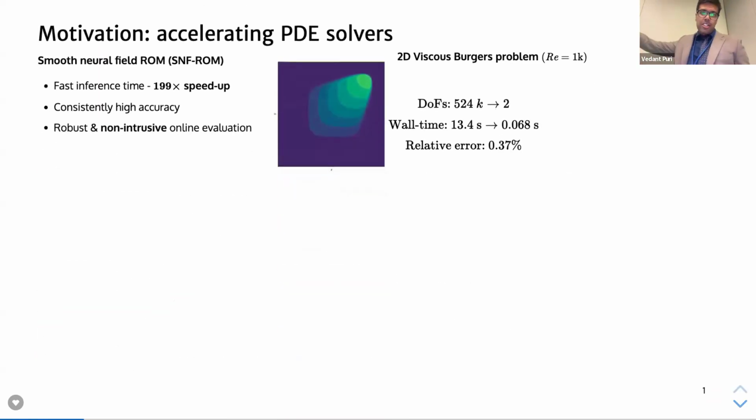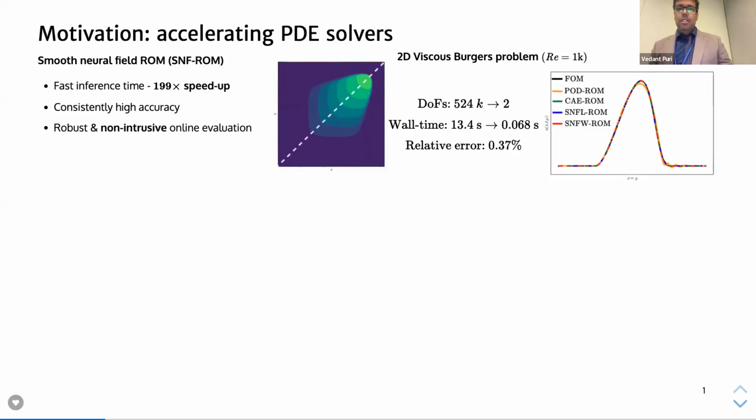So what you're seeing on the right is the solution to a 2D Burgers problem. Although the Reynolds number is moderate, this problem was very intensive. We employed a Fourier spectral PDE solver, and it took over 500,000 degrees of freedom to capture the solution accurately, and over a wall time of 13-14 seconds on the GPU. Our model reduction approach, smooth neural field ROMs, is able to reduce the dimensionality of this problem from 500,000 to 2. Furthermore, the speedup we have achieved is about 200 times.